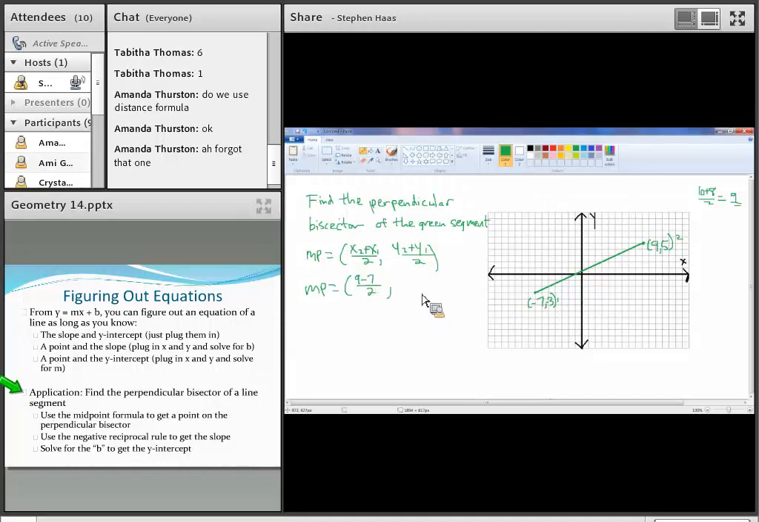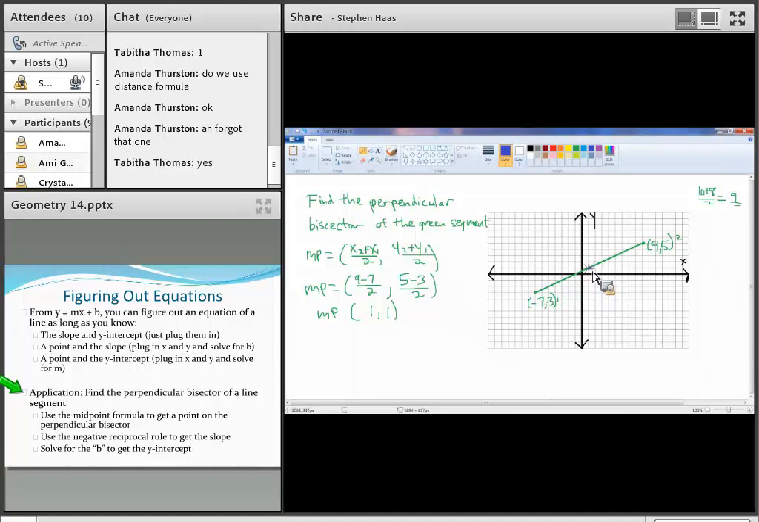And the y values are 5 and negative 3. So the second is 5 plus negative 3, which is minus 3, also over 2. So our midpoint is 9 minus 7 is 2 over 2, which is 1. And 5 minus 3 is also 2 over 2, which is also 1. Okay, so as it turns out, our midpoint, which I'm going to put in a different color over here, is 1, 1. I'm going to put that right here.